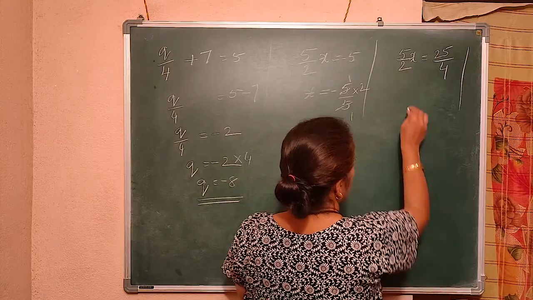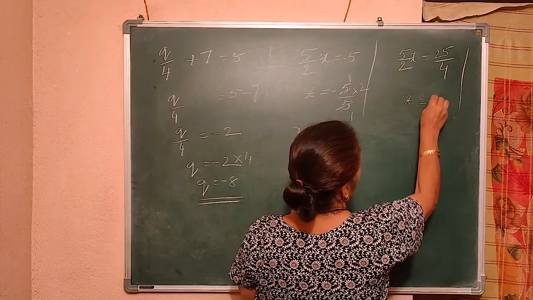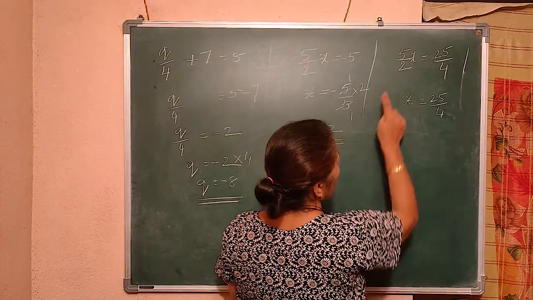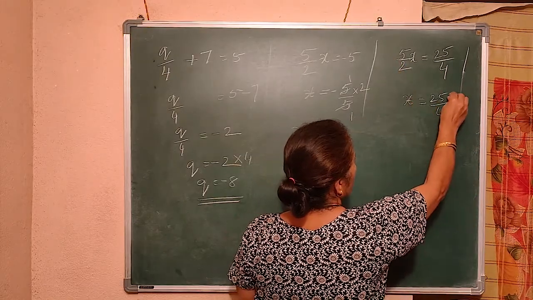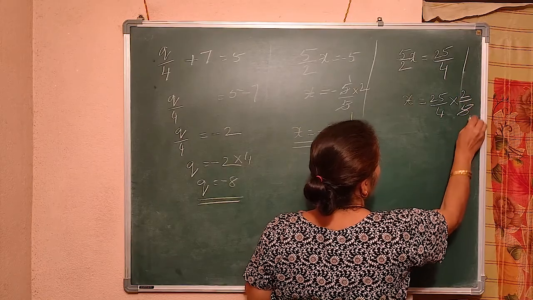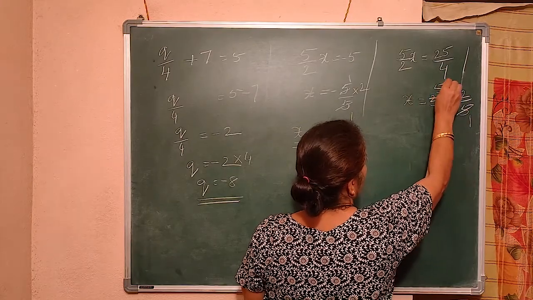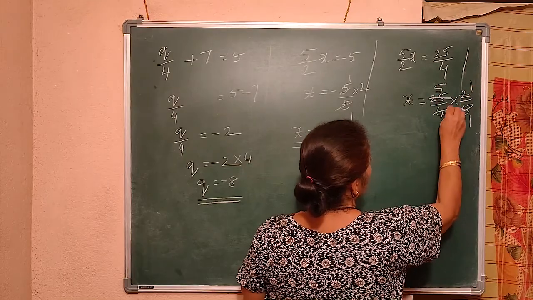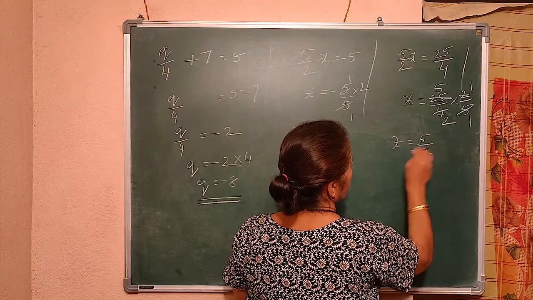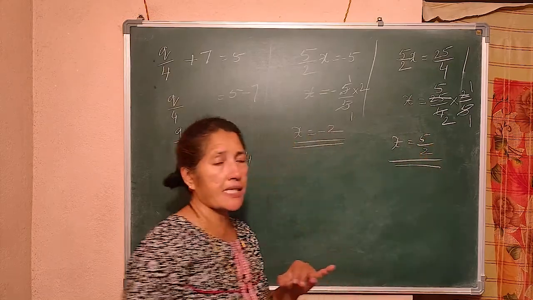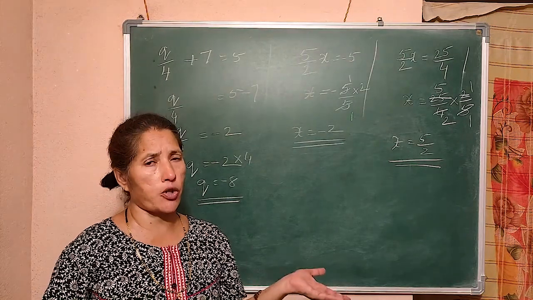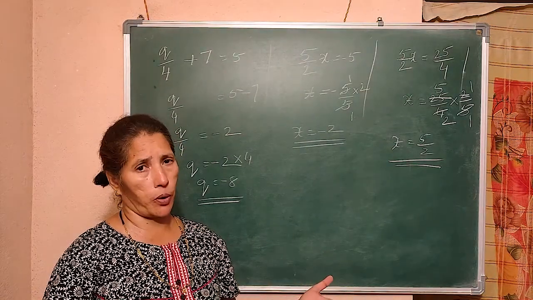Next, here x is equal to 25 by 4. Right? 25 by 4. Here 5 by 2 is there. So here 2 by 5. 5 ones are 5, 5 5s are 25. 2 ones are 2, 2 2s are 4. So x is equal to 5 by 2. Whatever number is multiplied, you have to divide. Whatever number is divided, you have to multiply. That's all. Or you can find out the reciprocal.